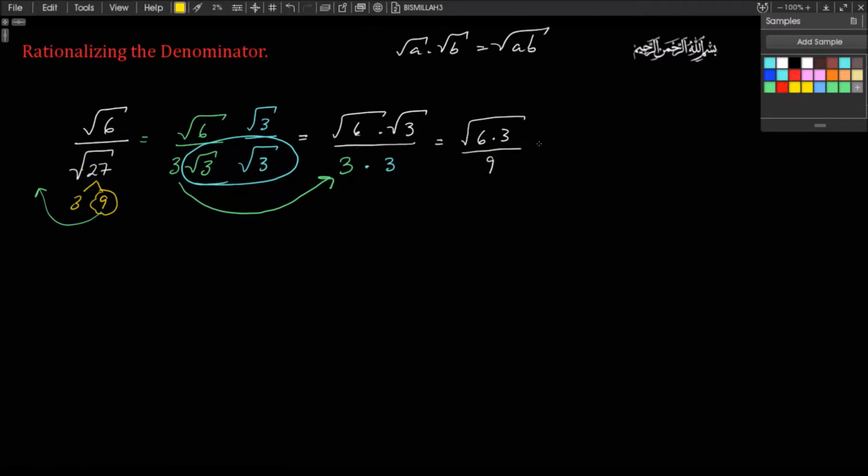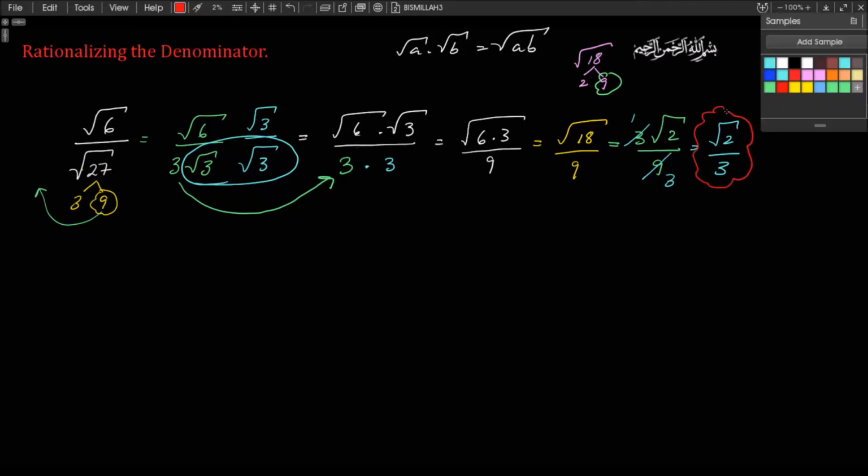Well, we're still not done. 6 times 3 is 18 over 9. But then you can simplify 18. So square root of 18 can be simplified because 9 is a perfect square. So this becomes 3 times the square root of 2 over 9. And finally, you can see that 3 goes in there 1 time, 3 goes in there 3 times. So this will become square root of 2 over 3. And that would be the final answer.